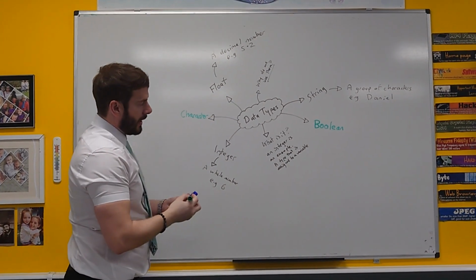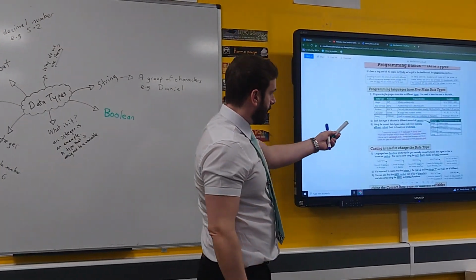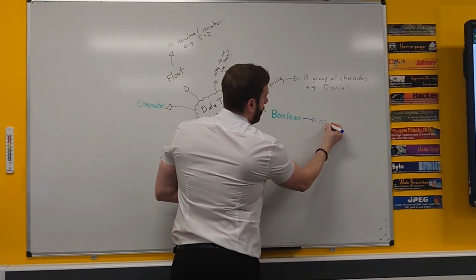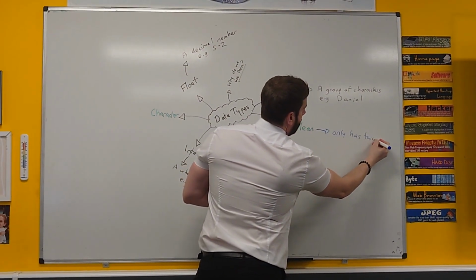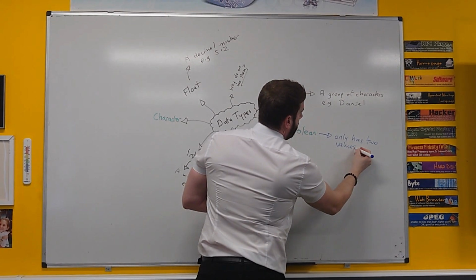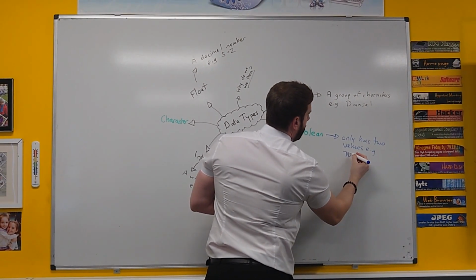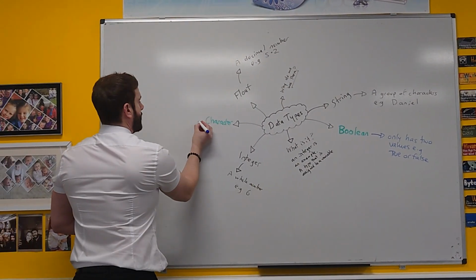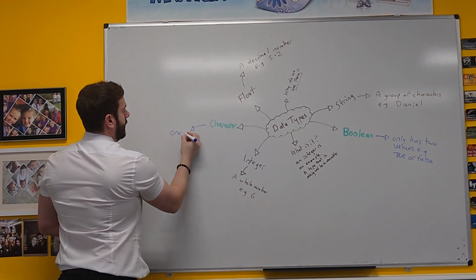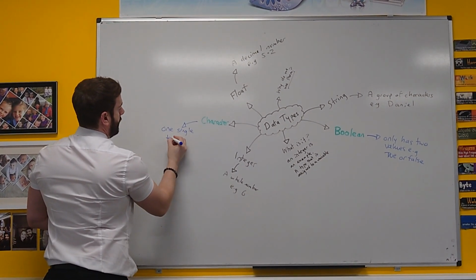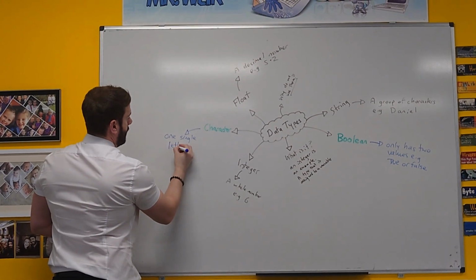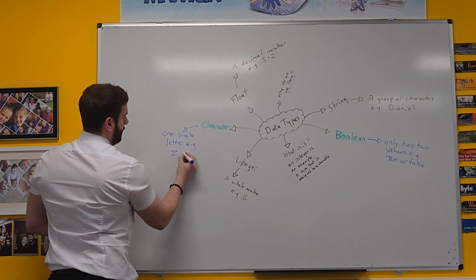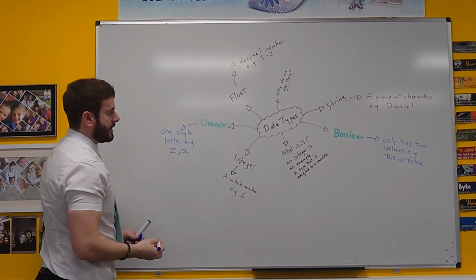And then you might be like, well, I can't actually remember what that is, or don't know what that is. So you look up your definition. Boolean can only have 2 values, e.g. true or false. And a character is one single letter, e.g. Z, X, whatever it is that you want to do.